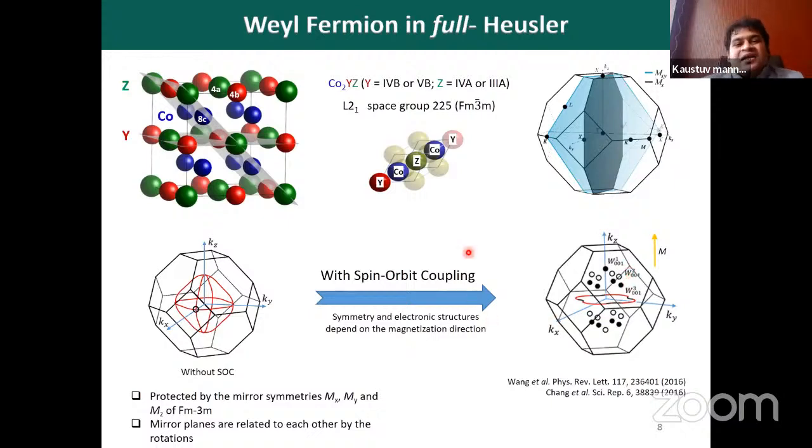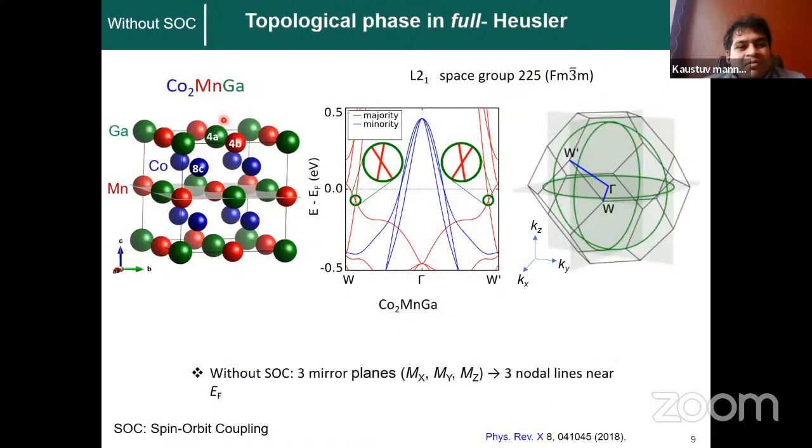We pick this class of materials and focus our study on a particular compound, which is cobalt 2 manganese gallium. This compound crystallizes in the Fm-3m space group, and in the band structure we have observed that very close to the Fermi energy, we have this band crossing, which is protected by these three mirror symmetries. Consequently, in the Brillouin zone, because of these three mirror symmetries, we can have three nodal lines. And this picture is without considering SOC, the spin-orbit coupling.